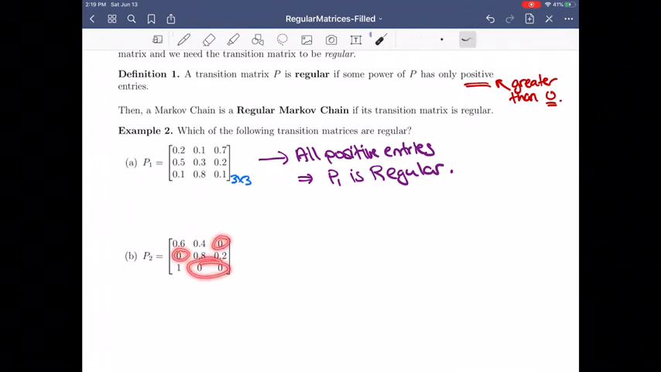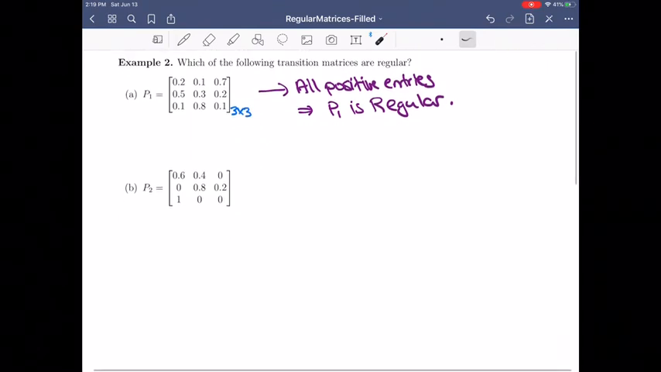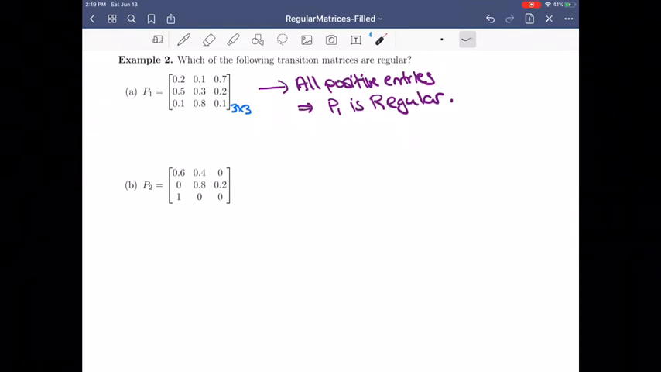So P2 down here has 4 zeros, so it's not immediately regular. What we want to do is compute powers of P2. Initially we would say this has zeros, so it's not immediately regular, but it still could be regular. Now, because we only care if the entries are positive, we don't actually care what the entries are, so we can use a shortcut and not actually compute them.